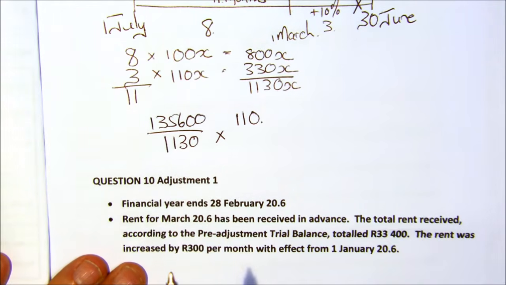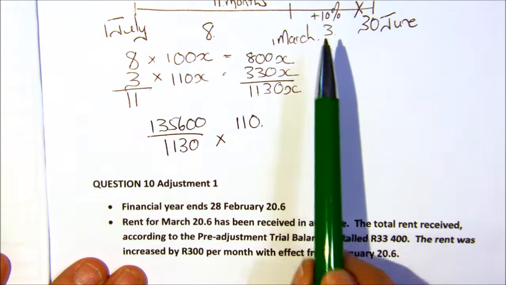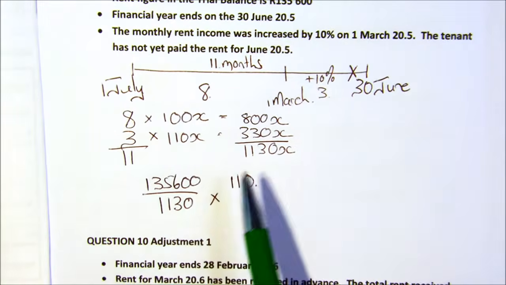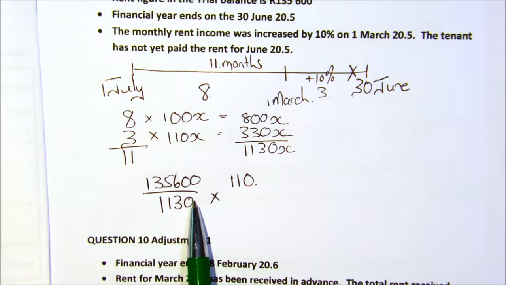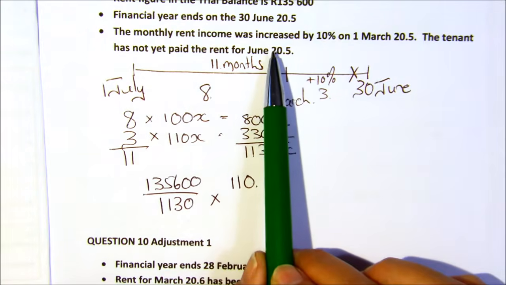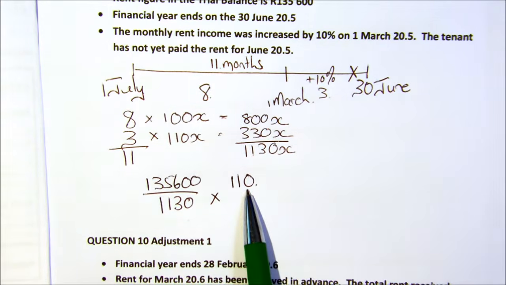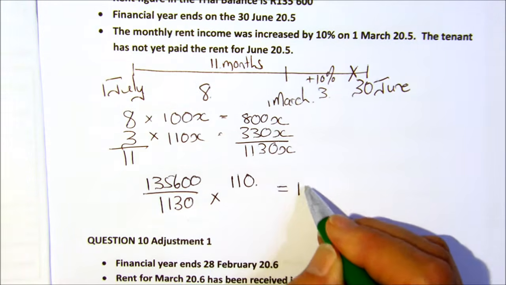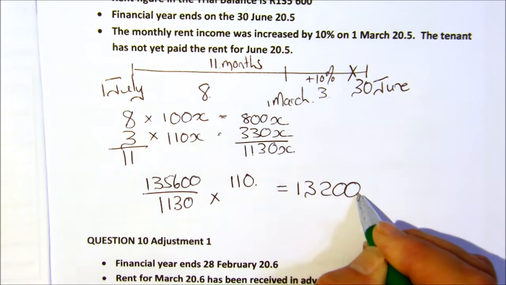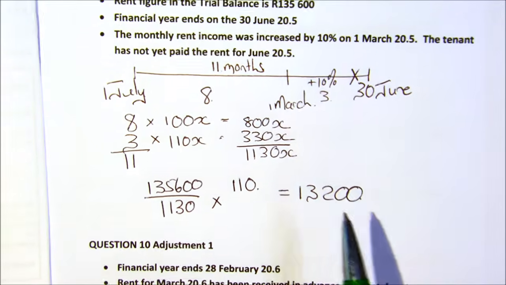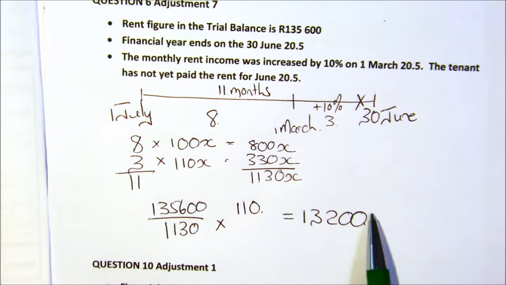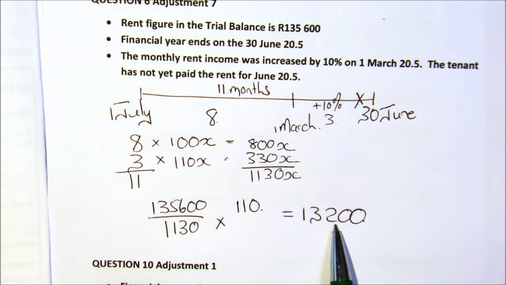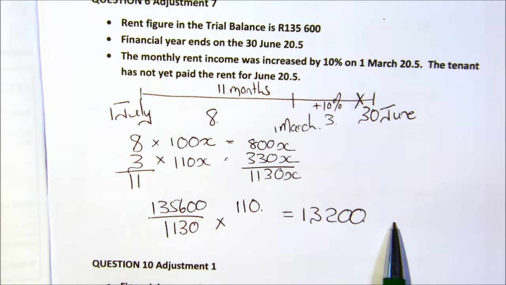We can't just divide it by 11 because there was an increase of 10%. So we've got the old and we've got the new, and it is equal to 1130 X's. I want to know for June, which is after the increase, so it's times 110, and that equals 13,200. So in your rent figure, remember it's still owing for this year, you'll have to add on another rent of 13,200, and there's an income receivable of 13,200.